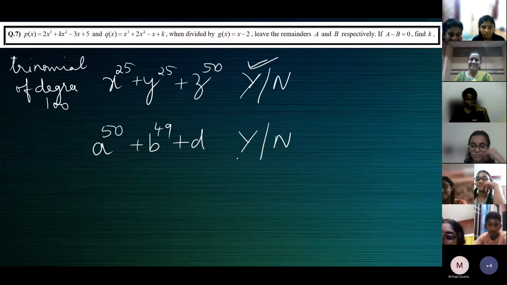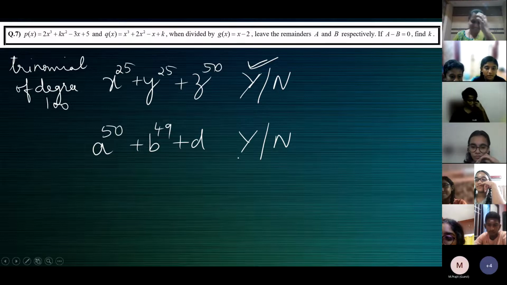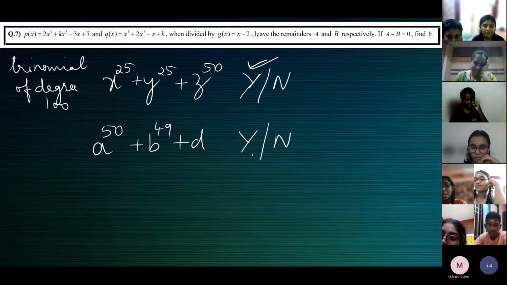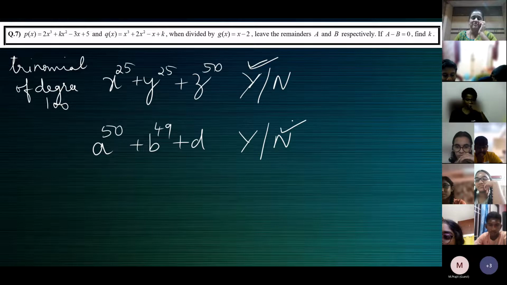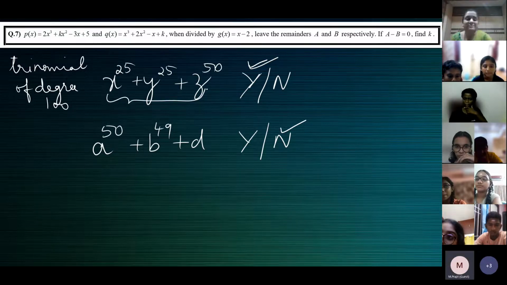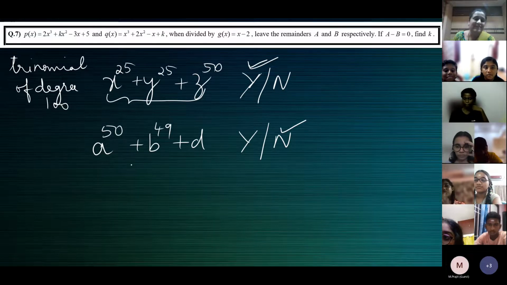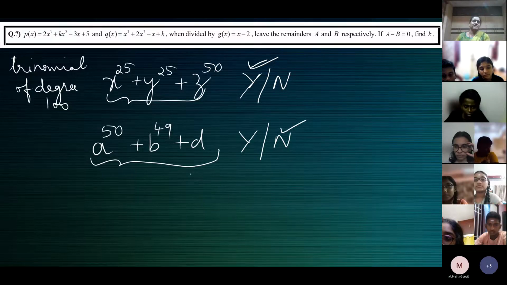But you have a reason for that. Ma'am, because we can't add the powers right now. Is it? Yes, ma'am. So only no. Now Prajit, tell me. Prajit, you're wrong, right? Yes, I'm wrong, ma'am. Now, Prajit, is this a trinomial? Yes, ma'am. Of degree? 50. Netra, is this a trinomial? Yes, ma'am. Of degree? 100.